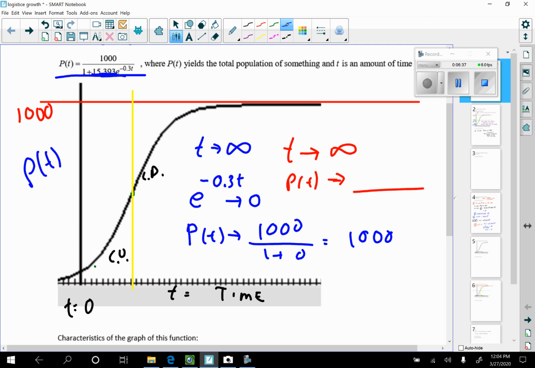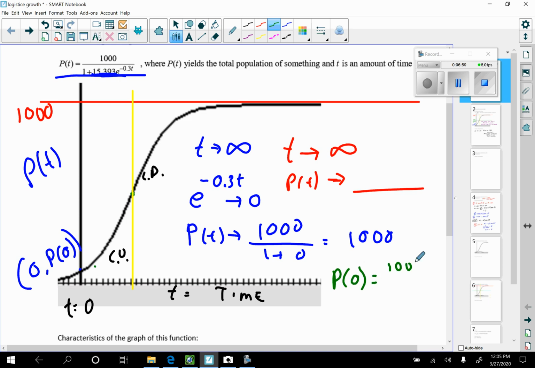Well, I could maybe talk about this point, 0, P of 0. There is an initial population, if you will. Oh, and what would that initial population be? I could look at that. I could easily find that. P of 0 is certainly going to be, what is it going to be?